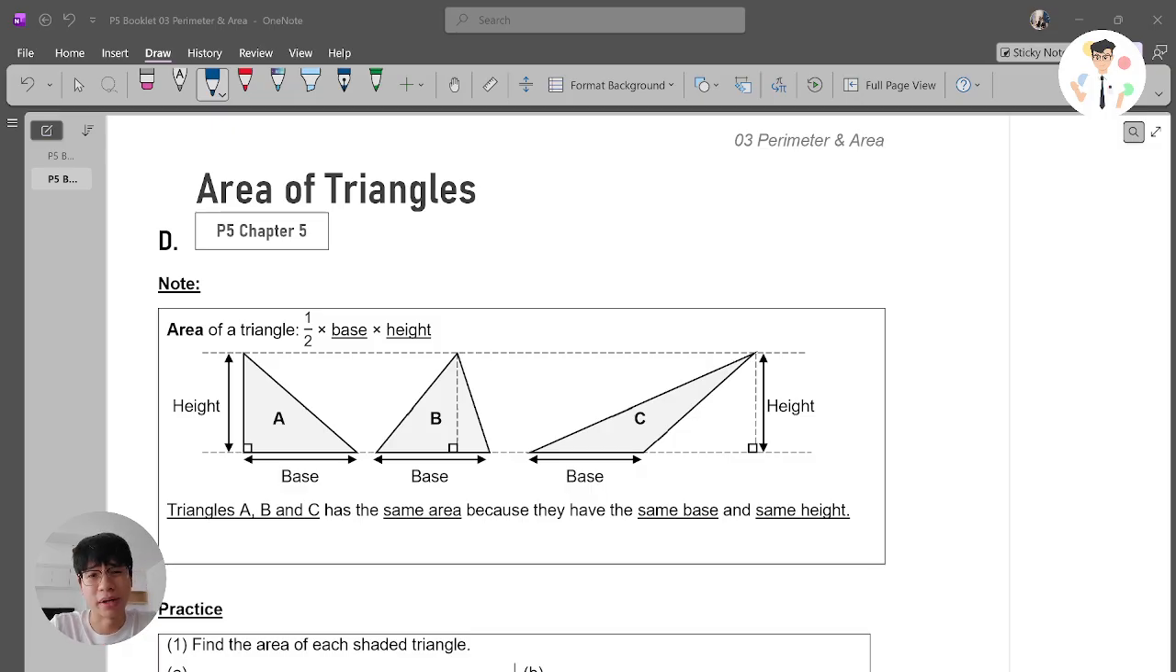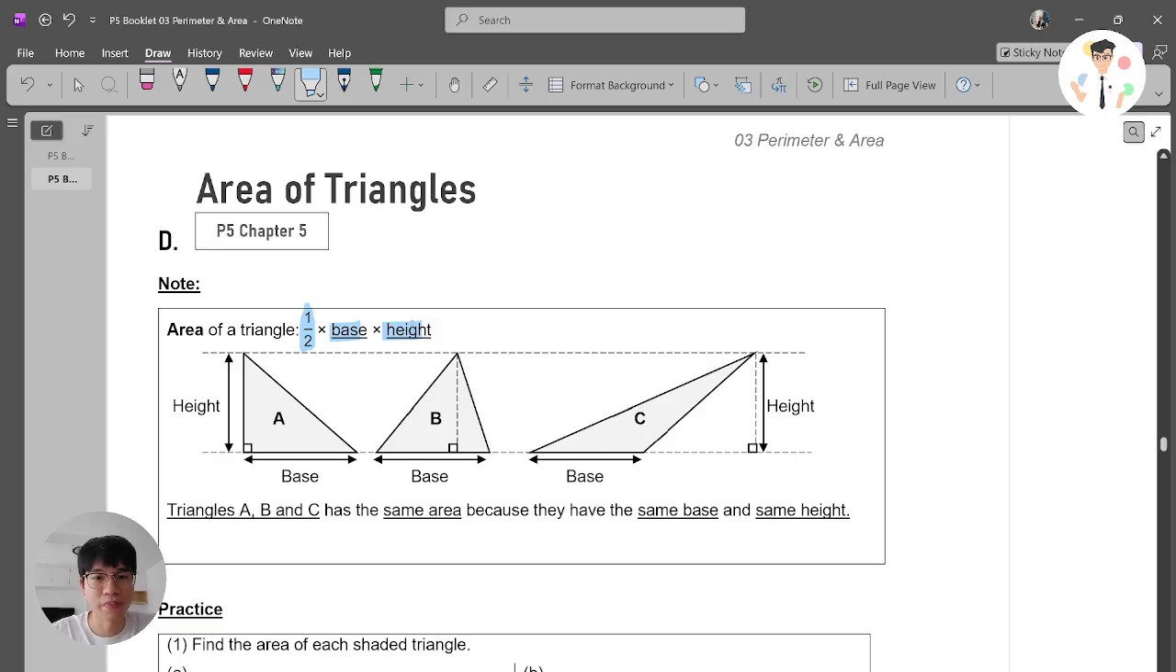Now, area of triangle seems like something that is very easy, and perhaps most of you know the formula, which is, as you can see here, half times base times height. So such a simple thing, why are we learning this here? It's just like a P2, P3 kind of topic, right? It's because sometimes area of triangles can be very, very complicated and tricky, okay?